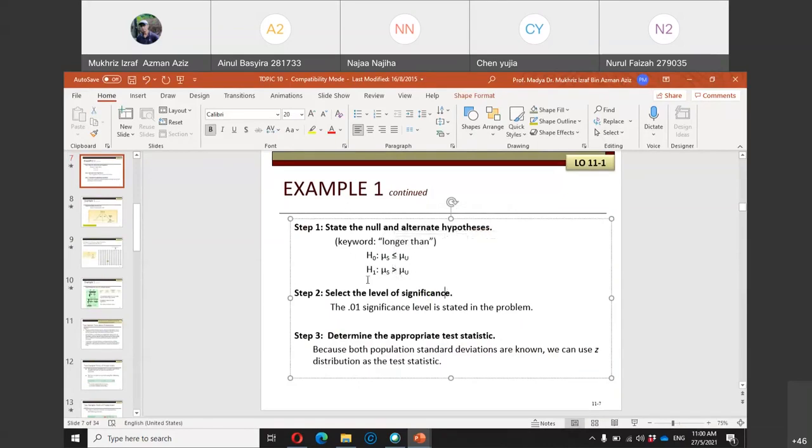The second thing that you need to be particular about is the order in which it appears in your H1. In this example, it is very clear: you want to test that the standard time is longer than the U time. So standard appears first, followed by mu u. So in your calculation, it will be x bar s minus x bar u. For a one tail test, whether longer or smaller than, it is quite clear. You need to follow what the question wants you to test.